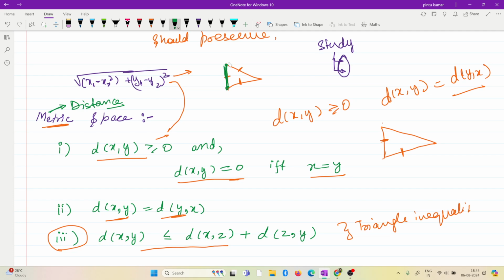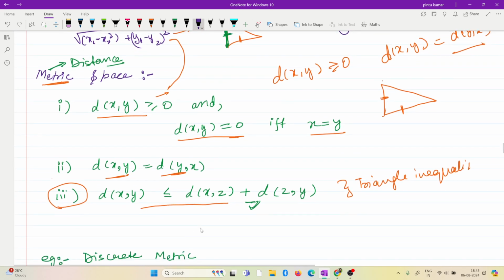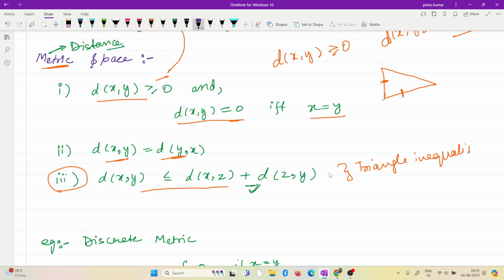So even if you use any other notion of distance rather than Euclidean distance, this property should still be satisfied for a triangle that you draw in that particular space. Okay, so this is the basic idea. This is known as the triangle inequality.